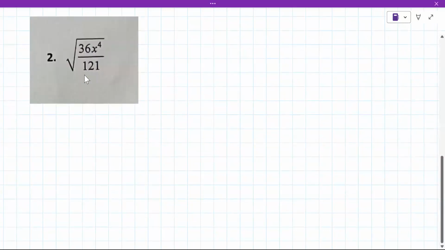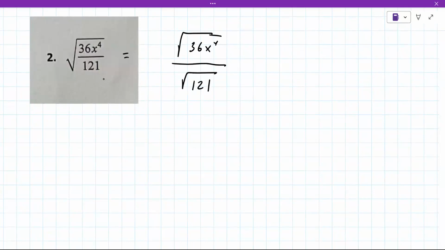All right. So this is really the square root of 36x to the fourth over the square root of 121. The square root of 121 is 11. That's nice. The one on the top is the square root of 36 times the square root of x to the fourth. Could you try reducing that for us, please?